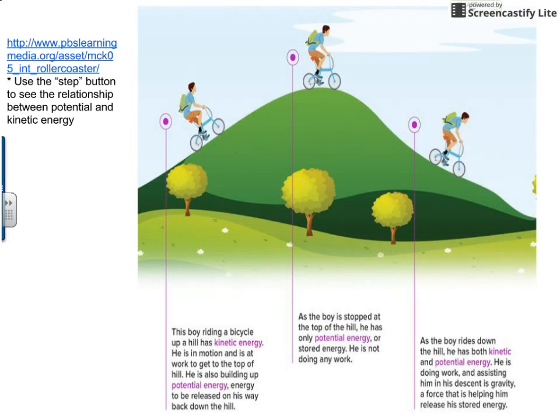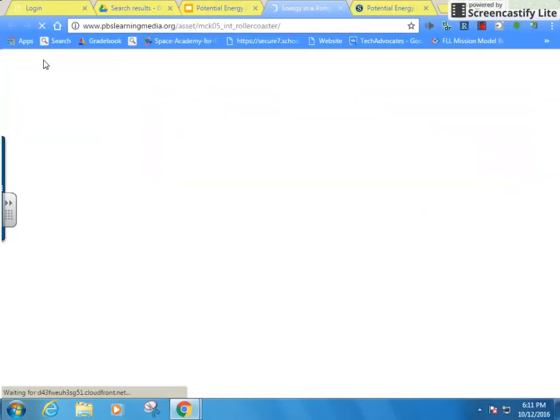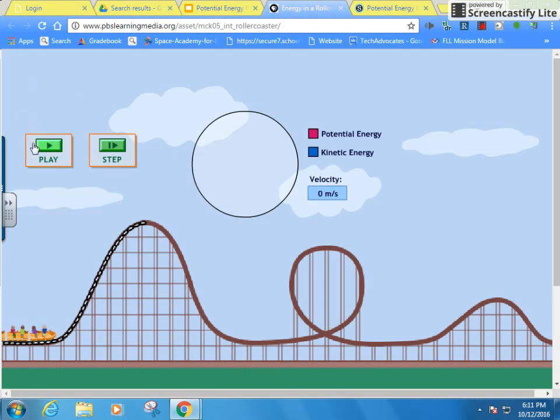And we saw in our car and ramp lab that the higher you are off the ground, the more potential energy you have. As he comes back down the hill, his kinetic energy is starting to become more and more because the potential energy is being transformed into the kinetic energy. The simulation we have shows how this works.